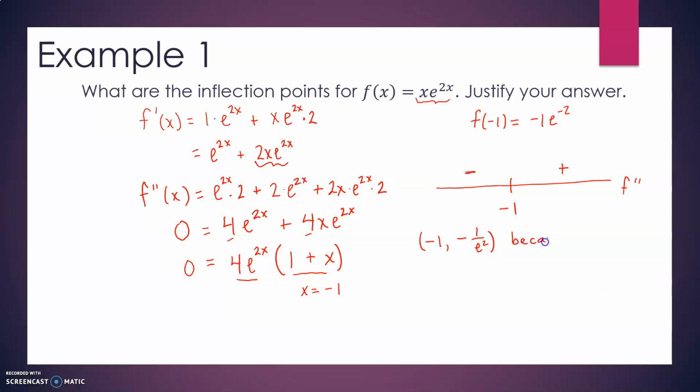because f double prime changes sign at x equals -1. That's a justification for an inflection point. You're welcome to mention that f double prime is equal to 0, but the sign change is what really matters for your justification.